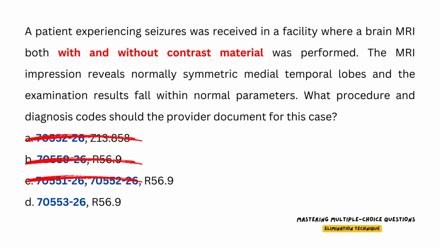Therefore, our most appropriate answer appears to be choice D, 70553 and R56.9. This choice includes a specific CPT code for the MRI of the brain performed and an ICD-10 code for unspecified convulsions or seizures, which aligns with the patient's presentation.